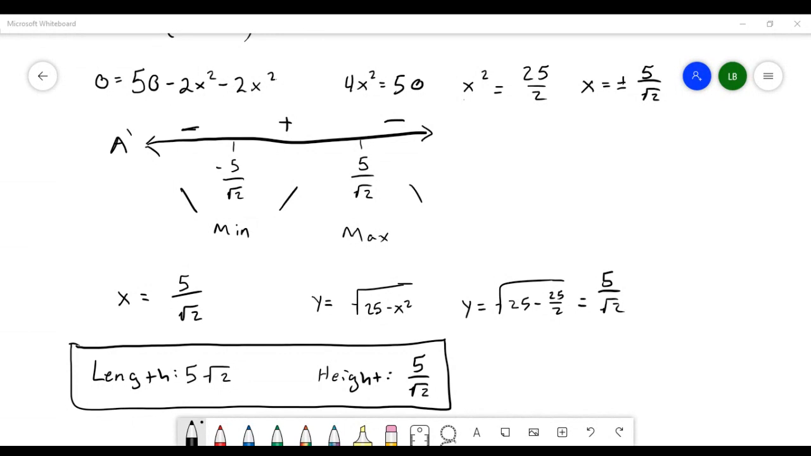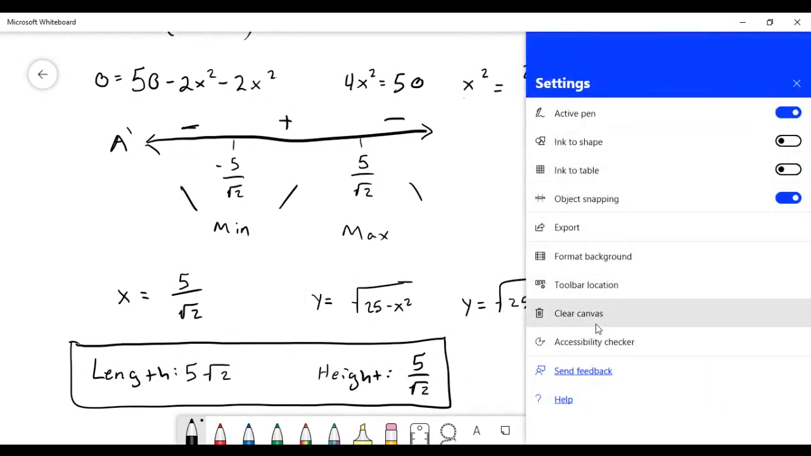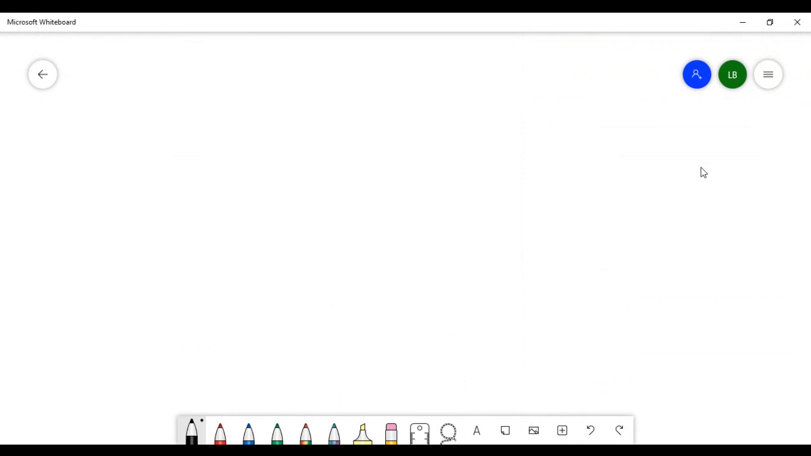Cool. All right, would you like to try one more optimization problem, or should we move on? Another one? All right. Go ahead and clear the whiteboard. Get a little more space.